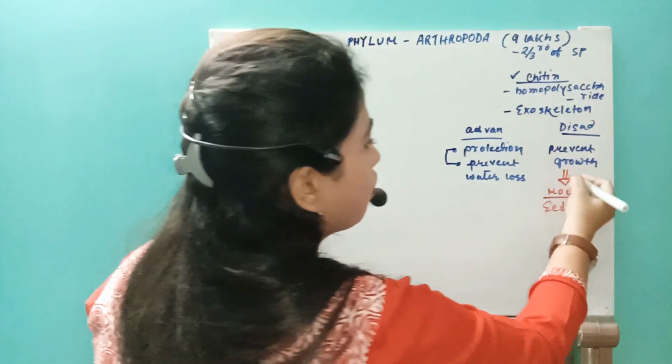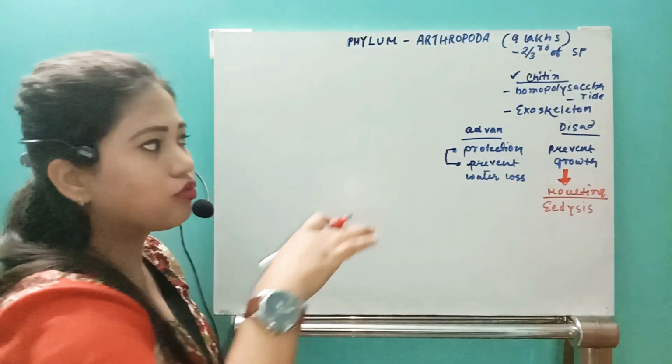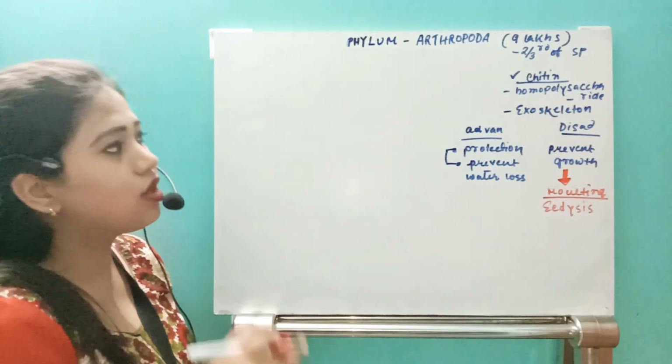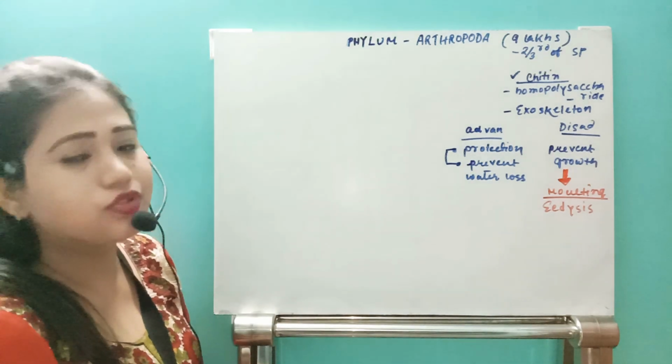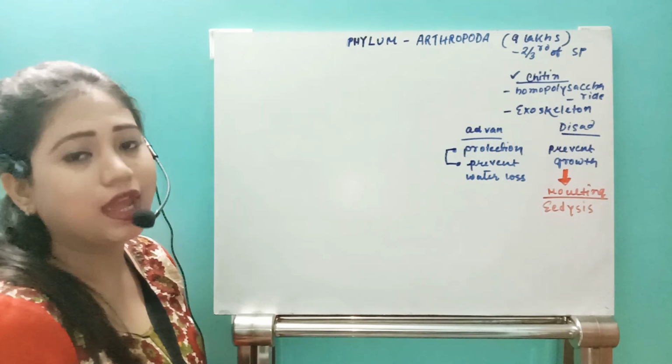To overcome that disadvantage, that the exoskeleton restricts growth, the arthropods undergo the process of molting or ecdysis.